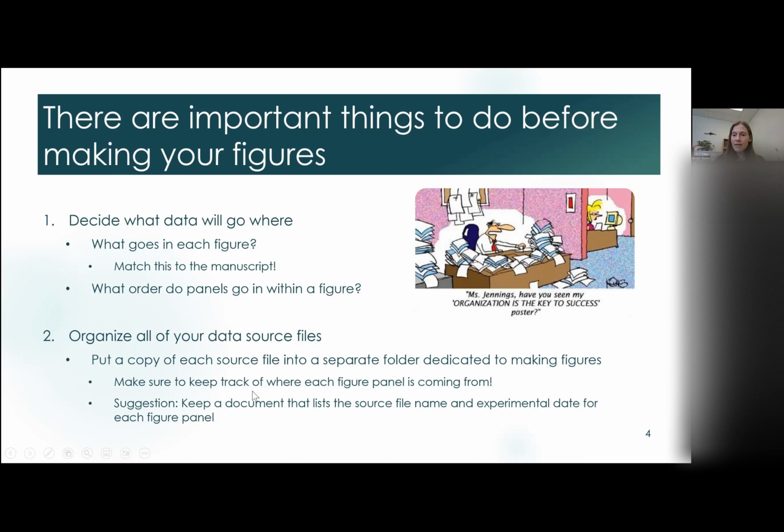So if I have my data in one folder, what I always do is I take a copy of that data file and I put it into a folder just dedicated to making figures, so that I can keep track of where each panel is coming from. One of the easiest ways of doing this is just to set up a Word document, or you could do an Excel or a PowerPoint, and just keep a list. What is the name of the data file that corresponds to panel 1A? What corresponds to panel 1B?